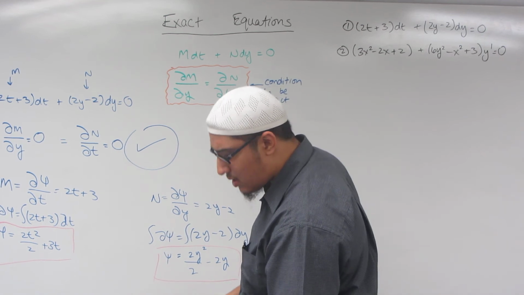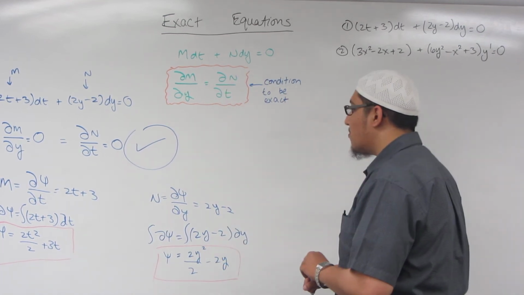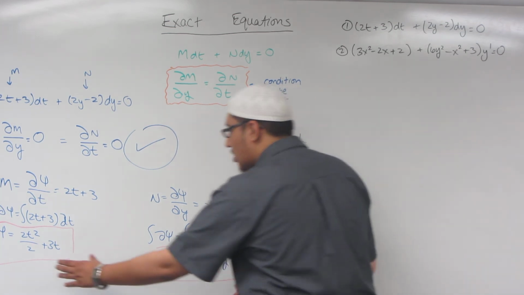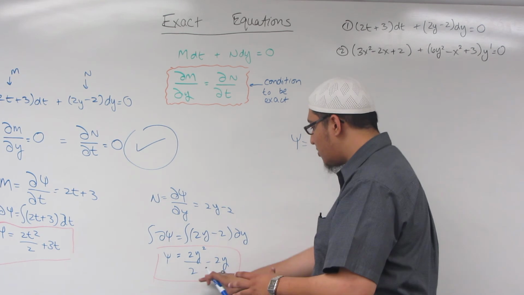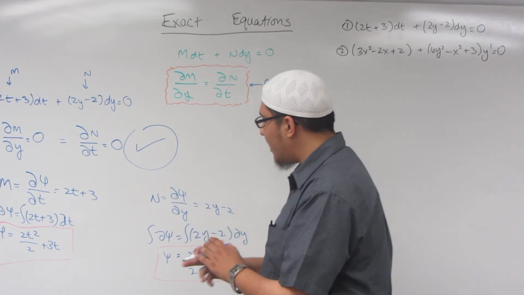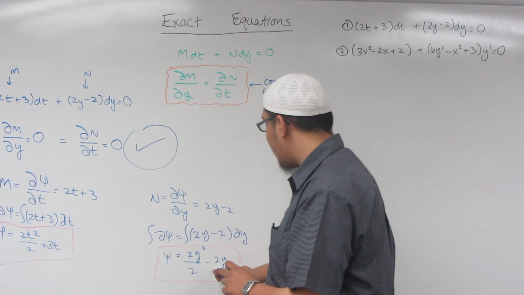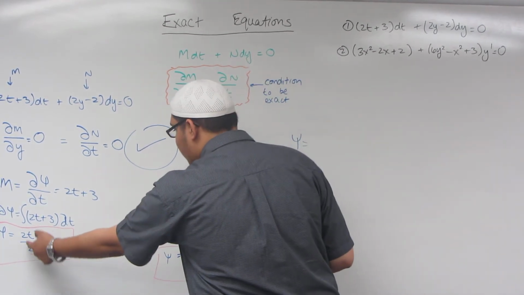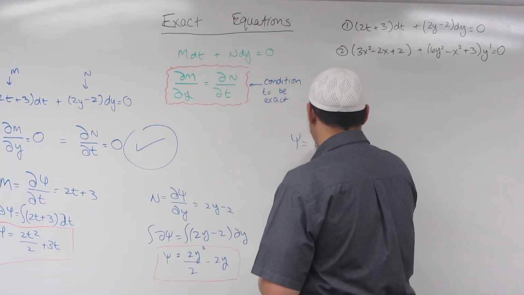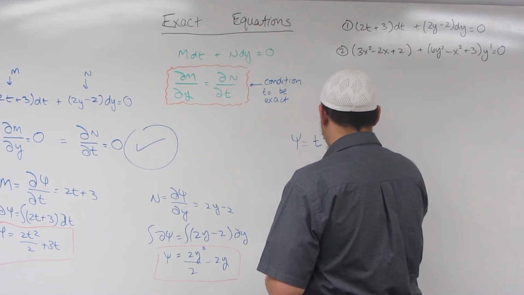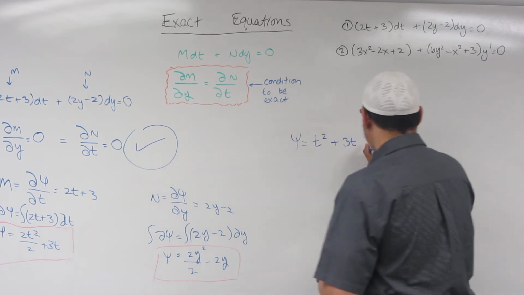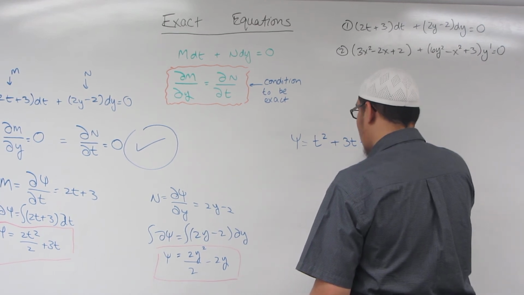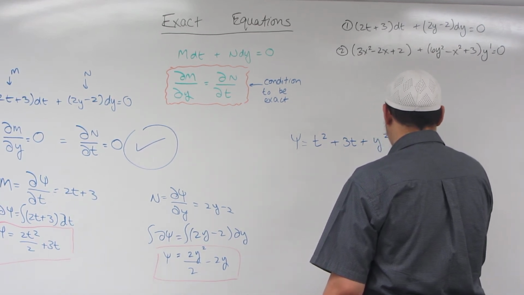So in other words, our answer for this problem would end up being psi is equal to, now combine this piece with this piece, and keep in mind that if there's any term that repeats between here and here, we would write it only one time. Now this would end up being, simplifying this down, simply t squared plus 3t, plus, now from this side, y squared minus 2y.